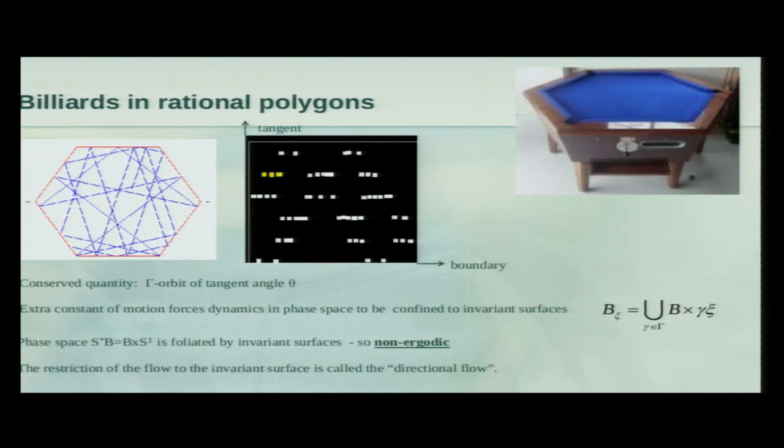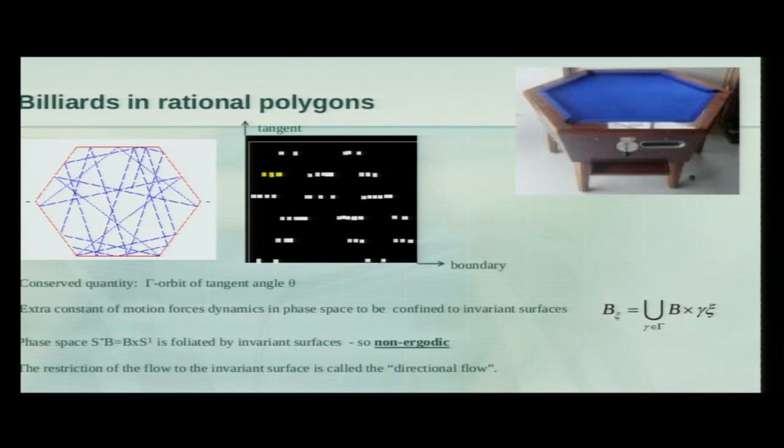So again, driven by real-life applications, you want to explain this experiment. Here is billiards in a hexagon, and if you look at the billiard map on the reduced phase space, you see there's a conserved quantity. So this is a regular, sort of regular motion. It's not integrable in a certain technical sense, which I've not explained. It's called a pseudo-integrable system.